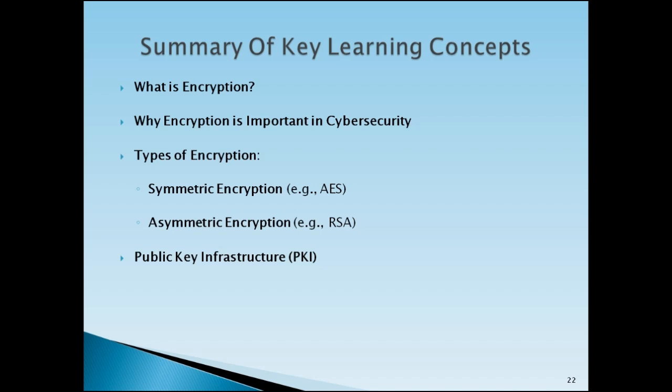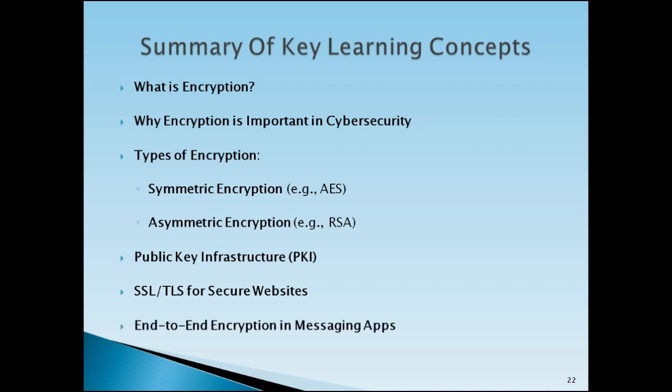We also have the public key infrastructure, which is the infrastructure required to be able to handle encryption and decryption on both user ends. Finally, we talked about SSL and TLS, secure socket layer and transport layer security, for secure websites. And we talked about end-to-end encryption in messaging apps like WhatsApp, Telegram, and the rest. So this is what we have covered in lesson 3.